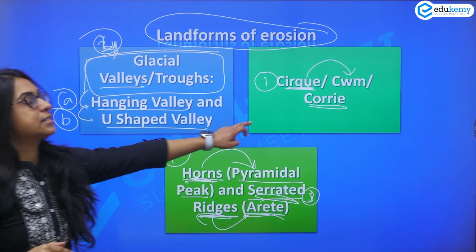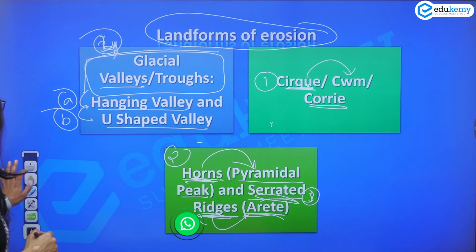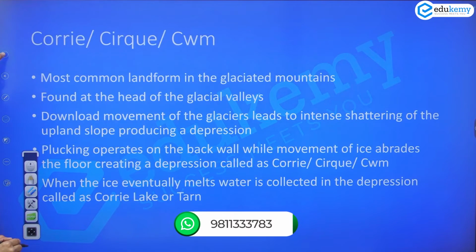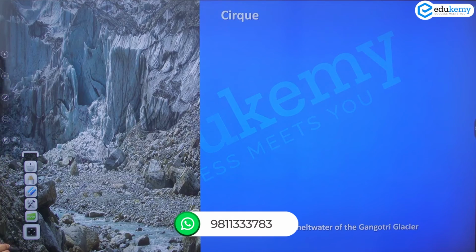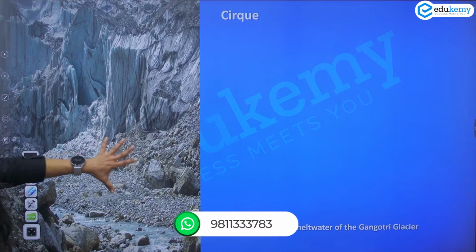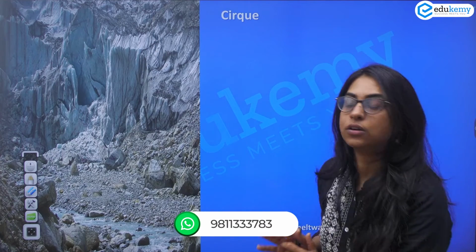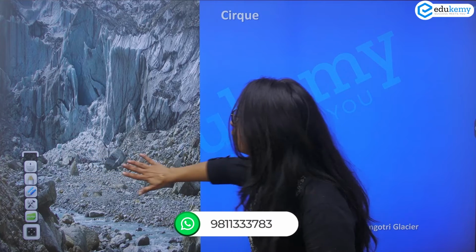So first, let's start with cirque. Have a look at what is a cirque. So cirque is basically something which appears like this. Okay, this is the example of cirque.